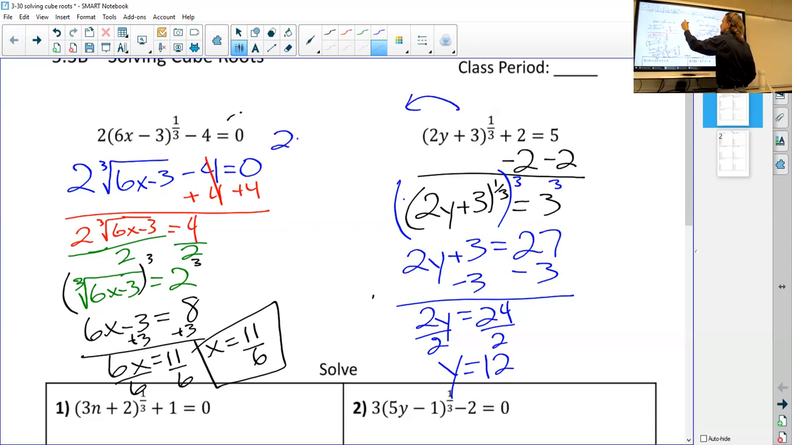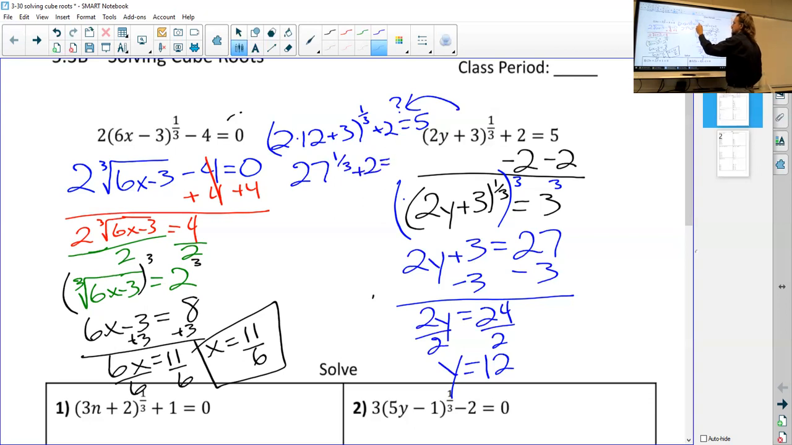So 2 times 12 plus 3. We want the cube root of that plus 2. Does that equal 5? 2 times 12 plus 3 is 27. The cube root of 27 is just the opposite of 3 cubed. This is just 3. Does 3 plus 2 equal 5? It sure does. Our answer checks out.